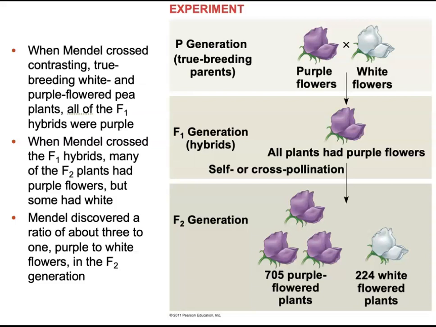Let's look at the following colors produced. When Mendel crossed contrasting true breeding white and purple flowered pea plants, all of the F1 hybrids were purple. But when Mendel crossed those purple F1 hybrids, many of the F2 plants had purple flowers, but we also see the re-emergence of the white flower trait. Through these experiments, Mendel discovered this ratio of 3:1 in the F2 generation.